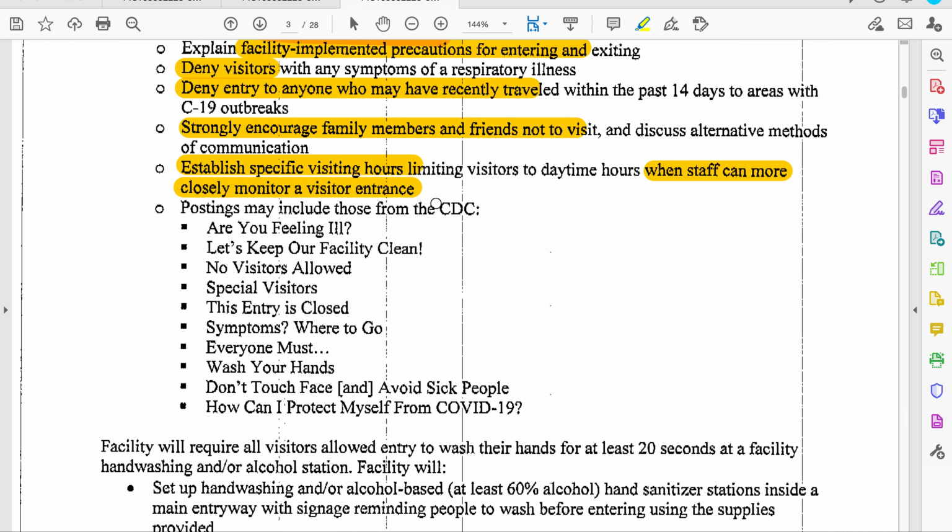Some of the postings we may include in your facility are: Are you feeling ill? Let's keep our facility clean. No visitors allowed. This entry is closed. Wash your hands. Don't touch your face and avoid sick people.